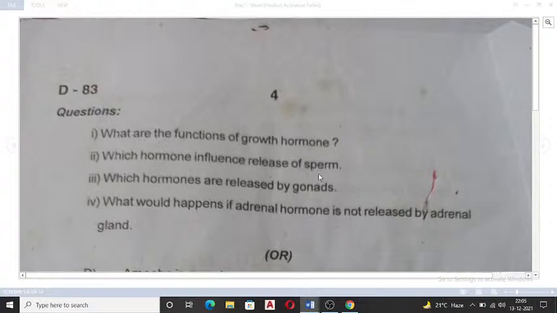Which hormone influences the release of sperms? Testosterone. Children write only testosterone, because the question is which hormone. Testosterone only, ma'am. No. As this question carries 4 marks, they are asking you to write 8 to 10 sentences. How can you write just one word? You have to elaborate. Ma'am, how to do that? How can we elaborate it? Let us move on here.